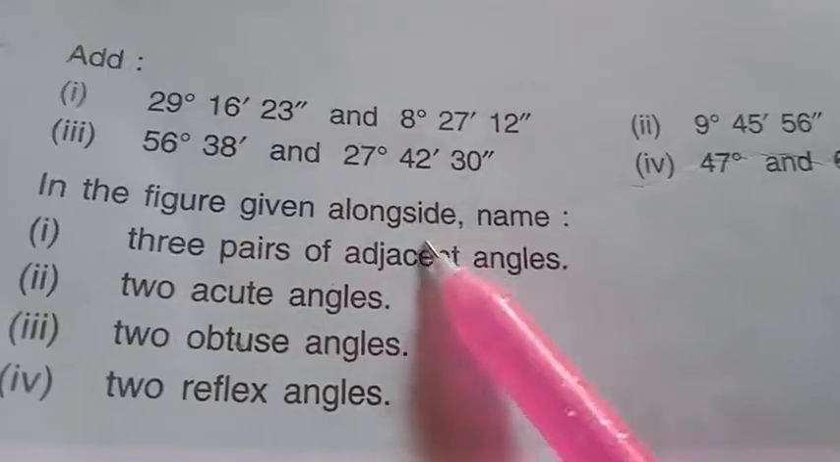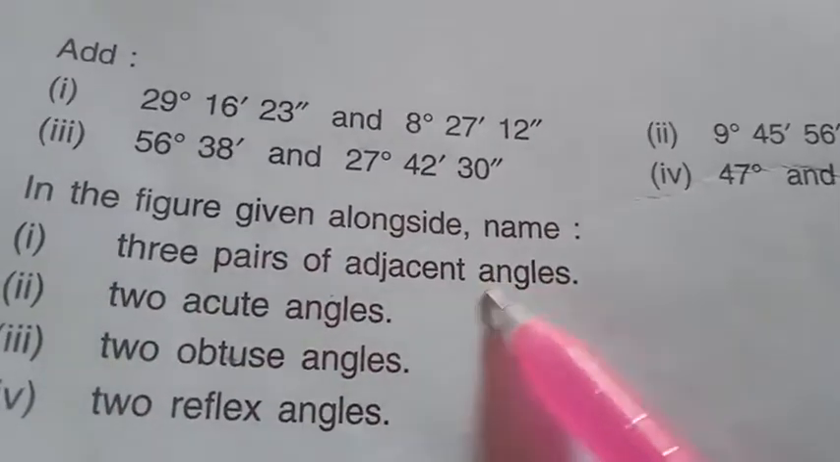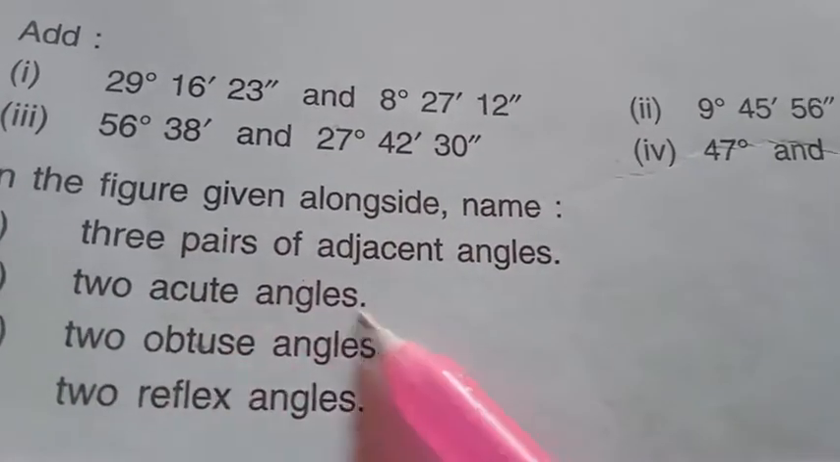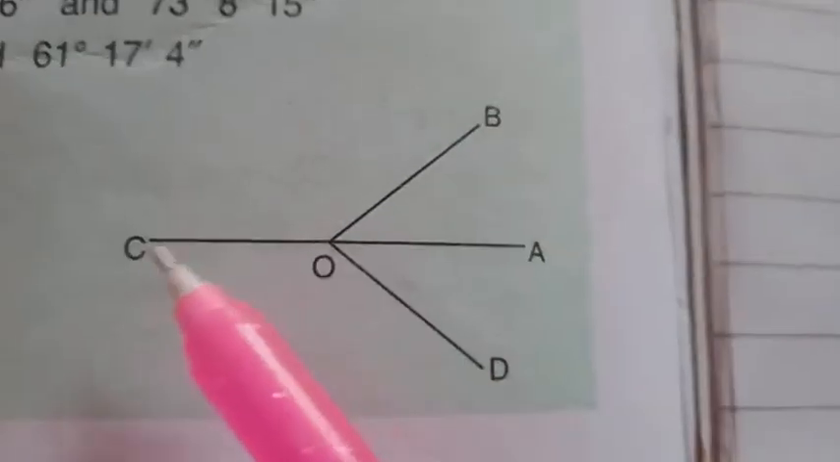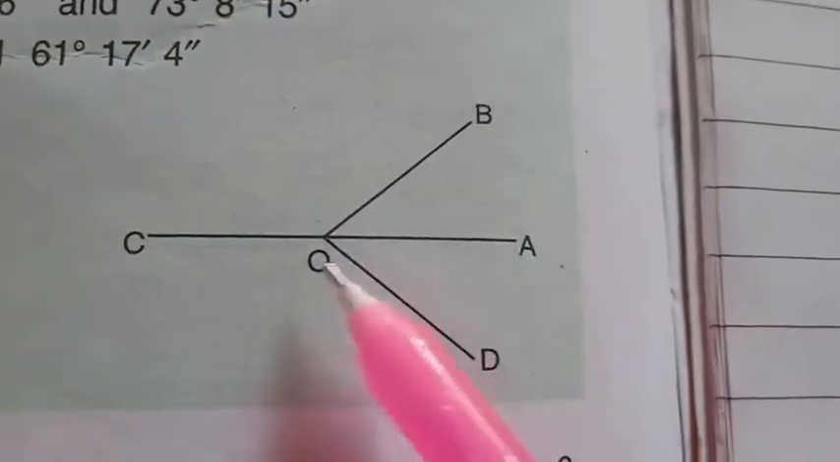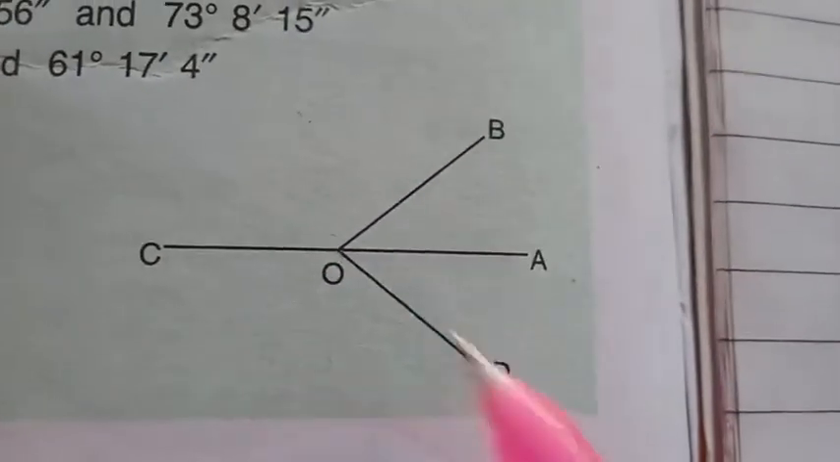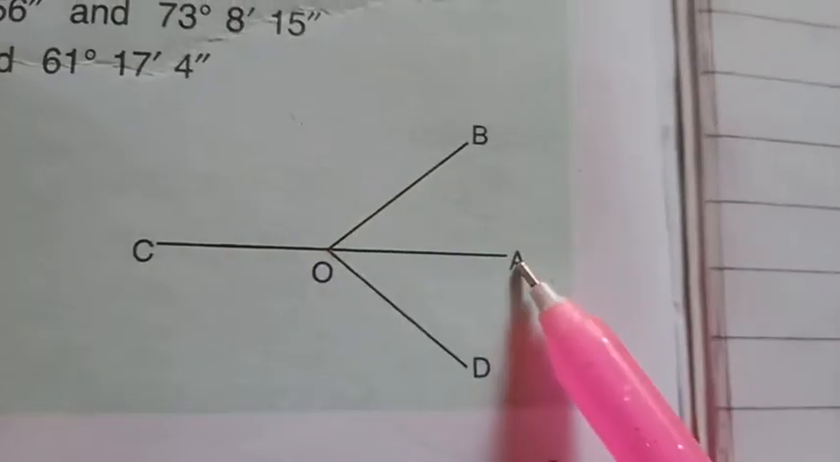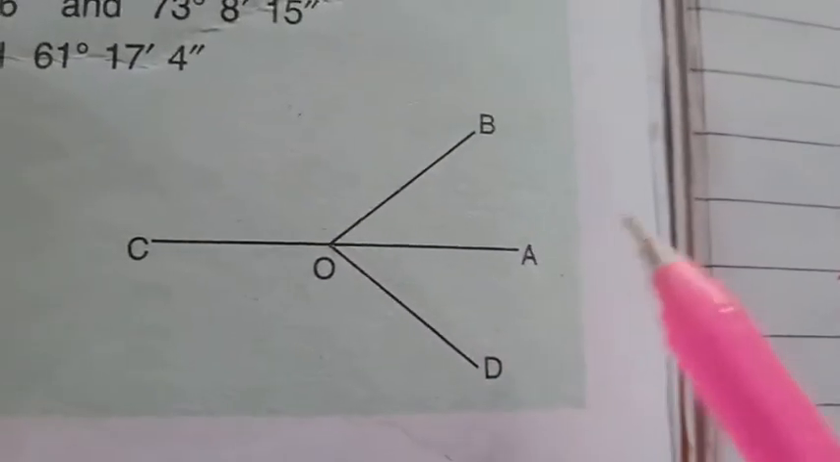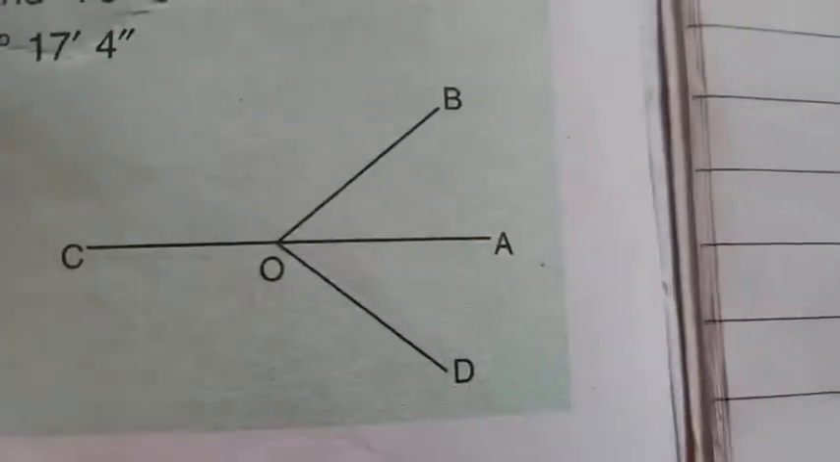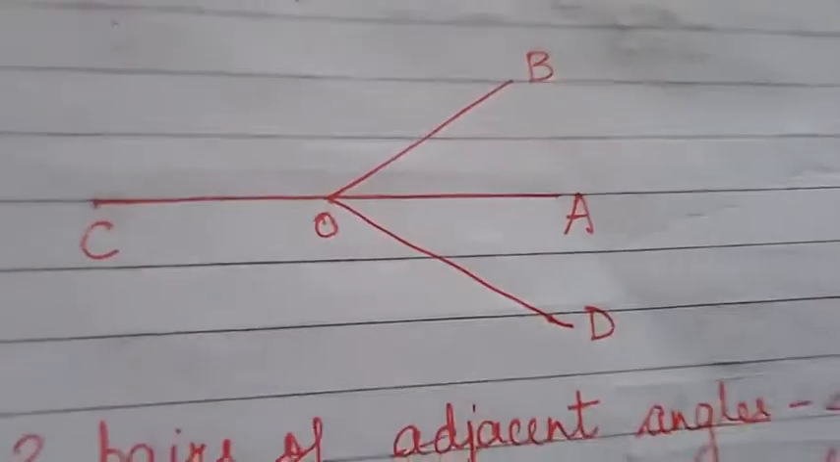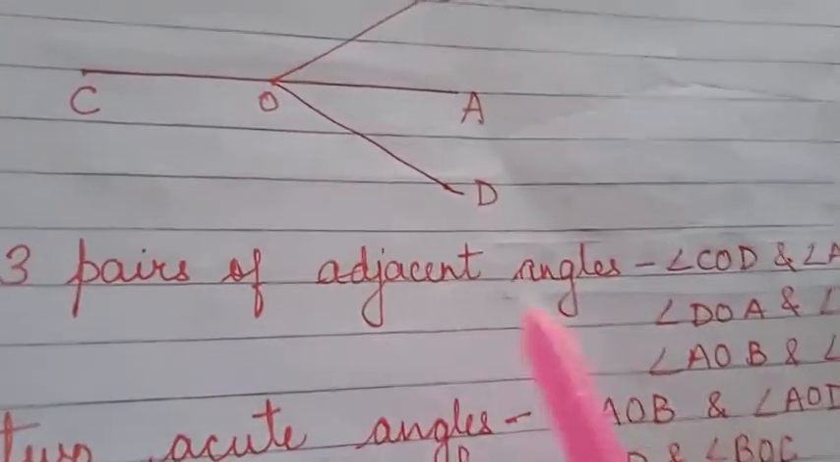In the figure given alongside, name 3 pairs of adjacent angles, 2 acute, 2 obtuse and 2 reflex. Let us see the figure first. The figure is this. You can see CA is a line, OB, OD, again OA is there. So first we have to find out 3 pairs of adjacent angles.